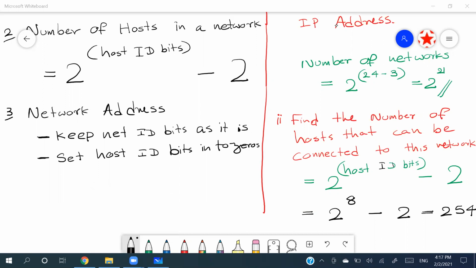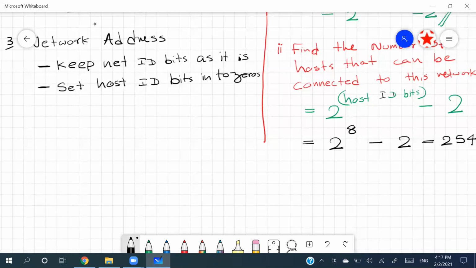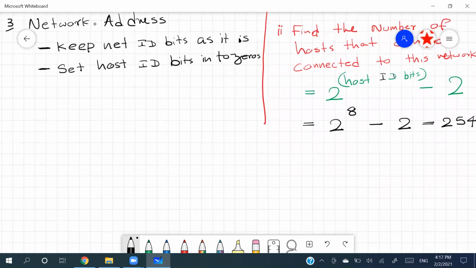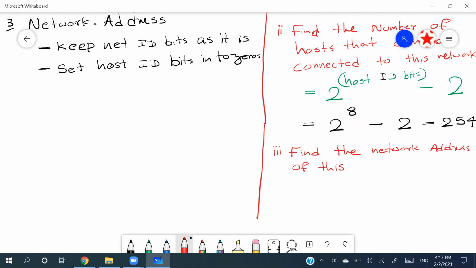Right, done. Okay, so I'm moving a little bit upward. Those who are writing can write down the answers. So if the question asks like this, my third part is asking: find the network address of this network.